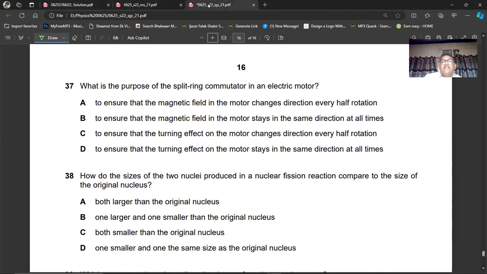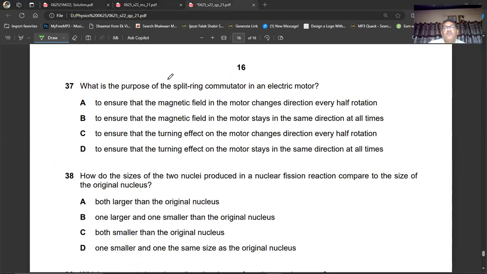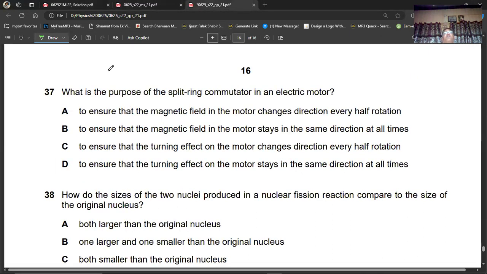Question number 37 is coming up on your screen. He says, what is the purpose of the split ring commutator in an electric motor? You see, the purpose of the split ring commutator in an electric motor is that after every half revolution of the coil, it reverses the direction of the current in the coil, and due to that, what happens? The force acting on the sides of the coil reverses its direction, and this makes sure that the coil continuously rotates in the same direction.